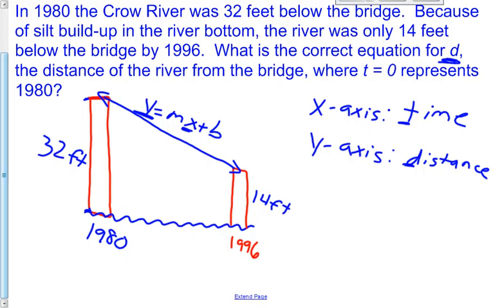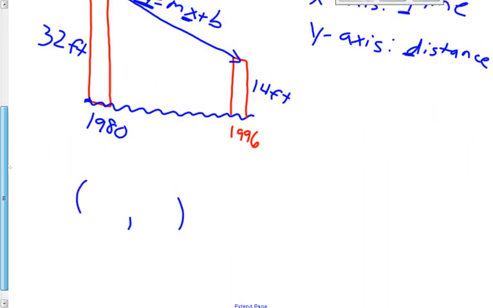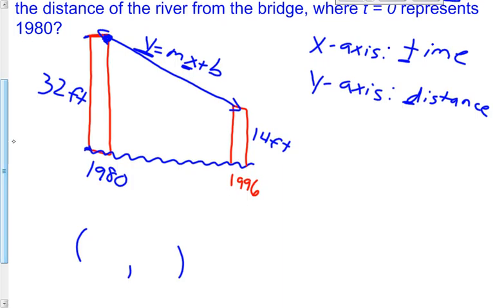All right, so here's what we have. We got to get 2 points. What is this point right here? You might say that the x, y coordinate, the x coordinate is time, so time is 1980. So you might put 1980 right here. And what is your y variable of this point right here? The distance is 32 feet.